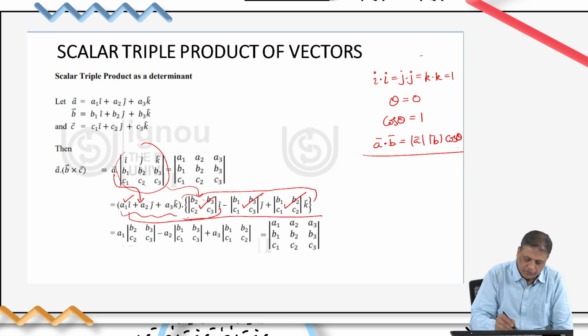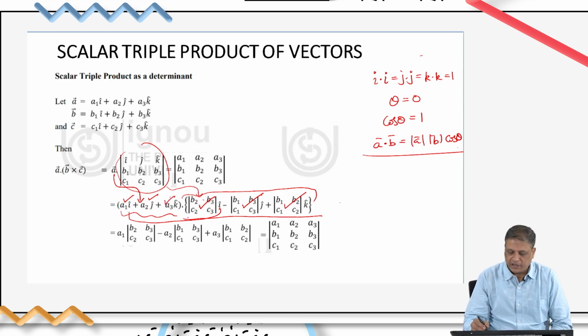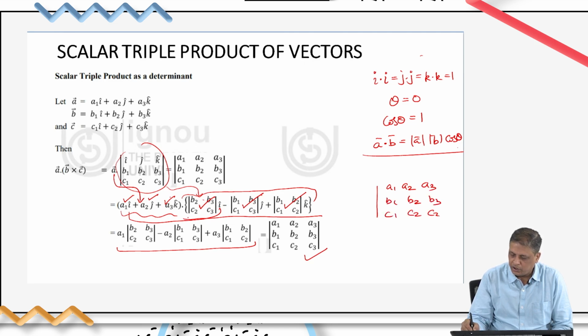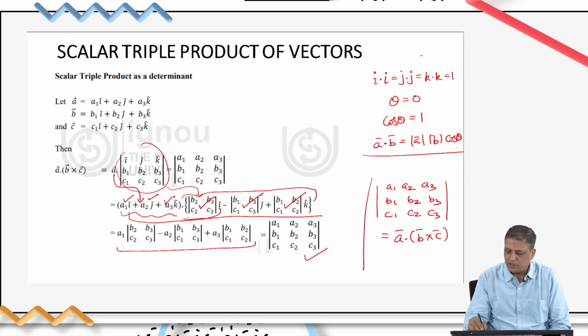Multiplying the i component of A, that is A1, A2 and A3, with the i, j, k components of the vector B cross C, you will get this expression, and this expression is nothing but your determinant: A1, A2, A3, B1, B2, B3 and C1, C2, C3. So, that means A dot B cross C is nothing but this determinant.